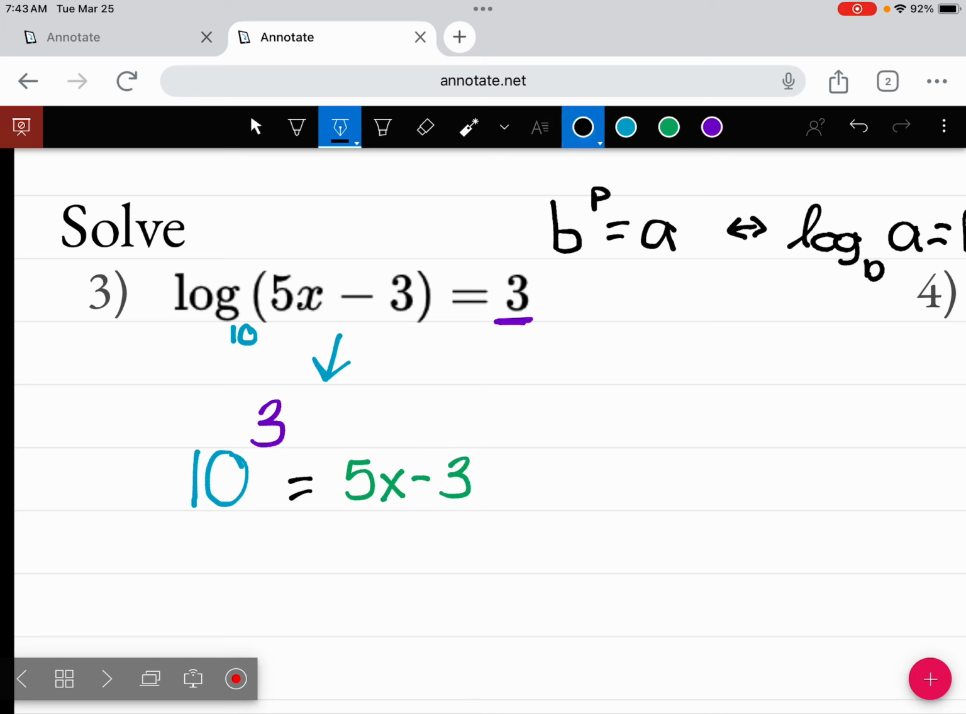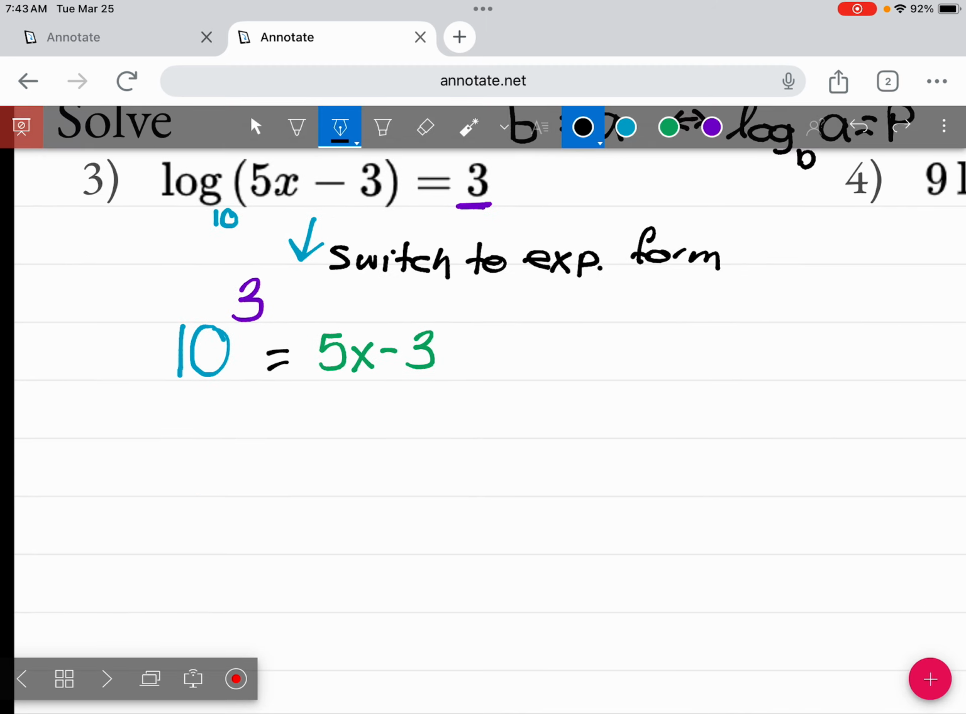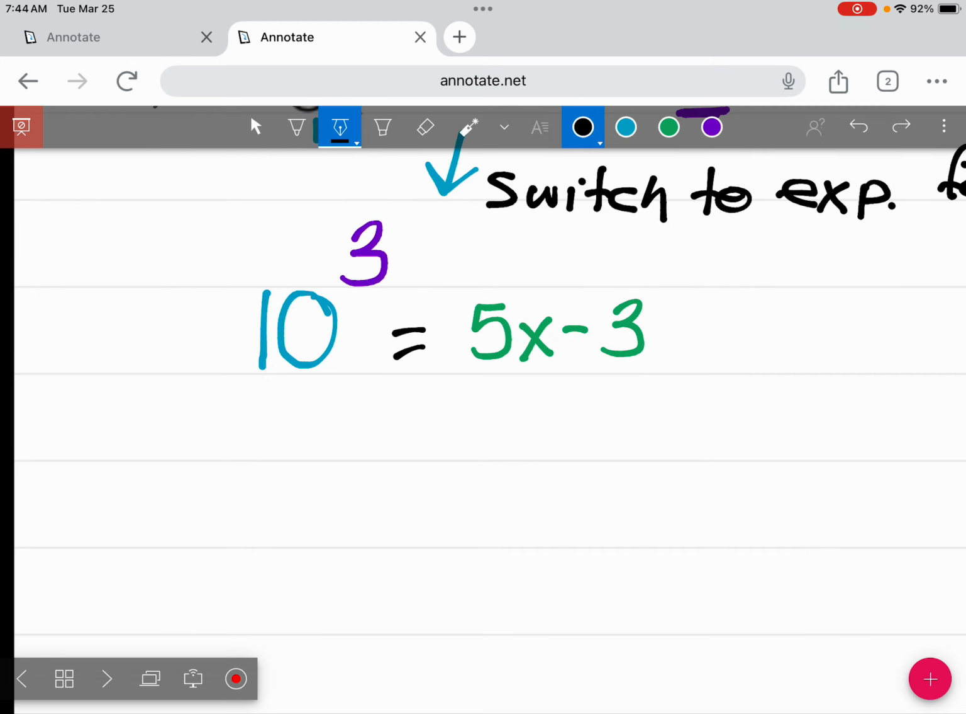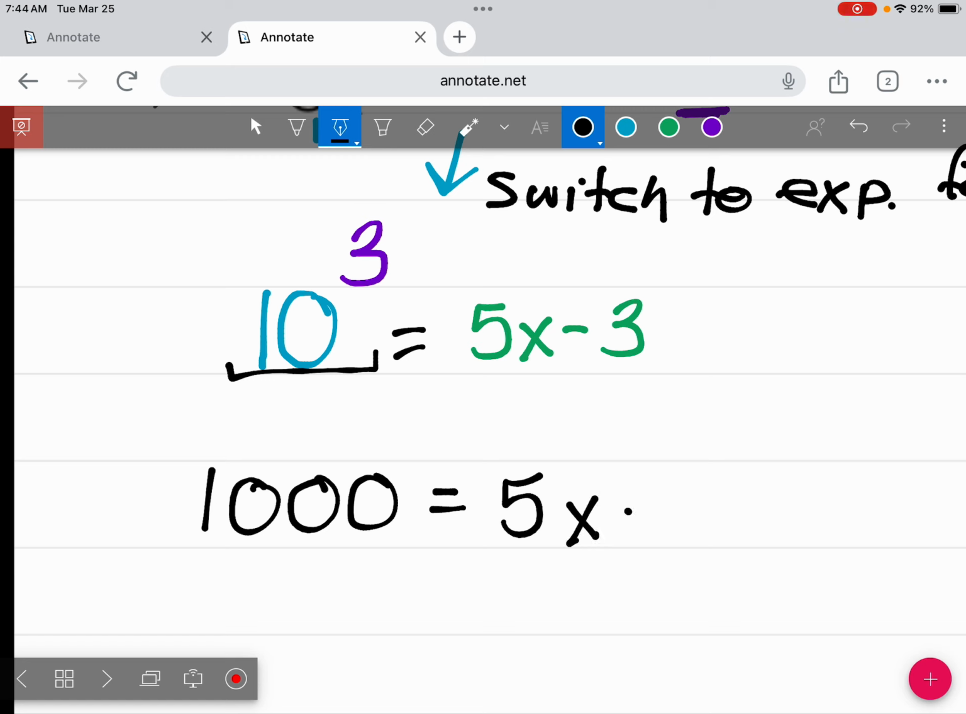We're switching it to exponential form. I have to put EXP form, because it only has one log. What is 10 to the third? Let me make sure. 1,000. I just realized you just add the number of zeros. It's that number of zeros. Yep, it is. What can I do to figure out what x is?